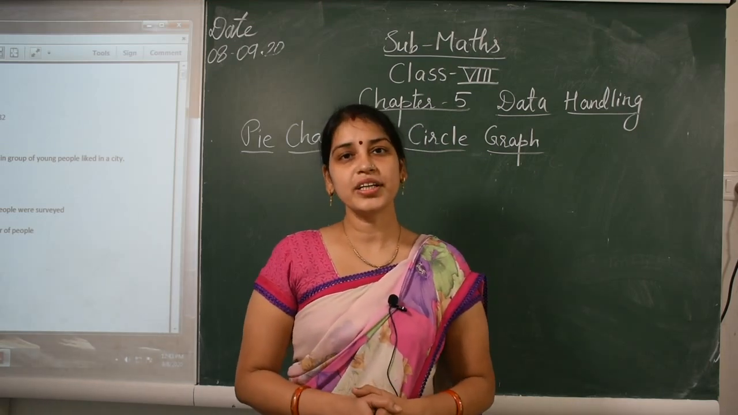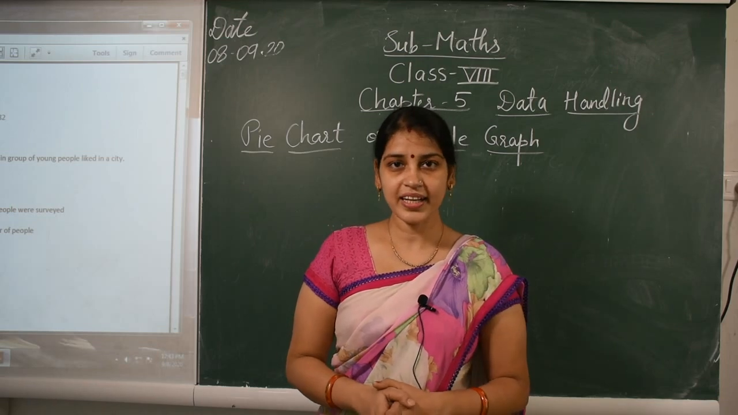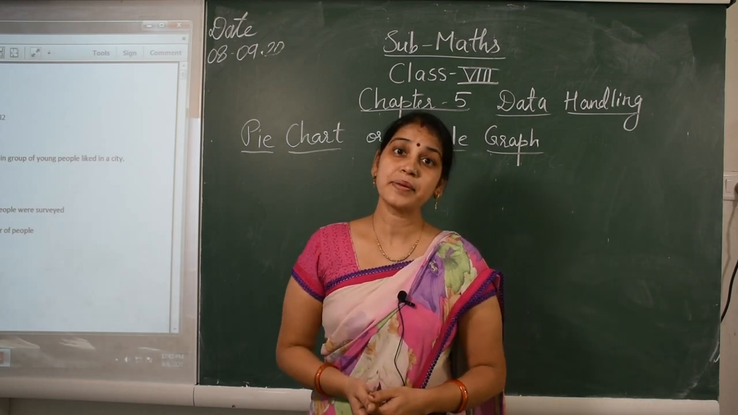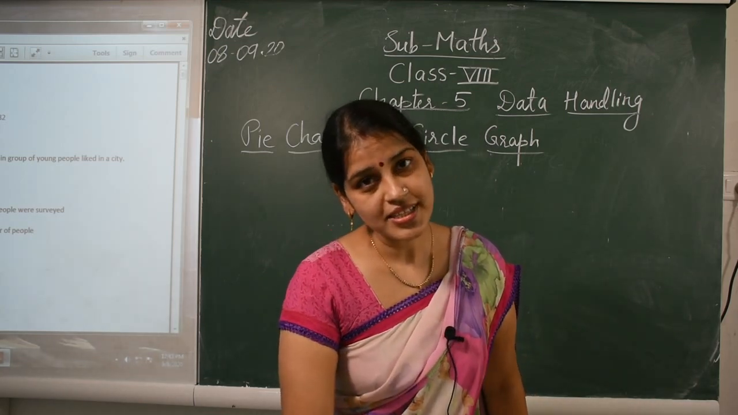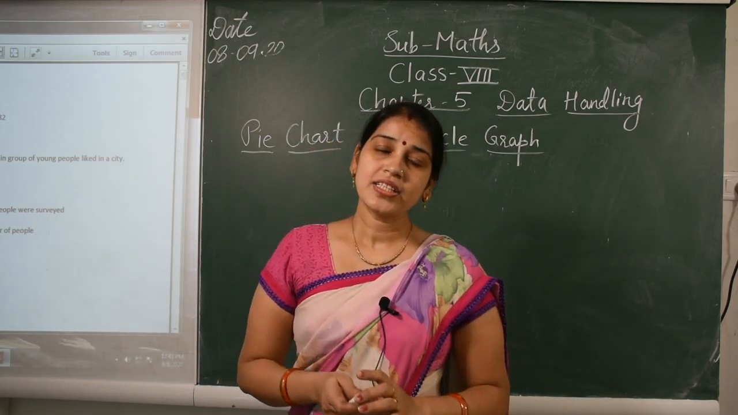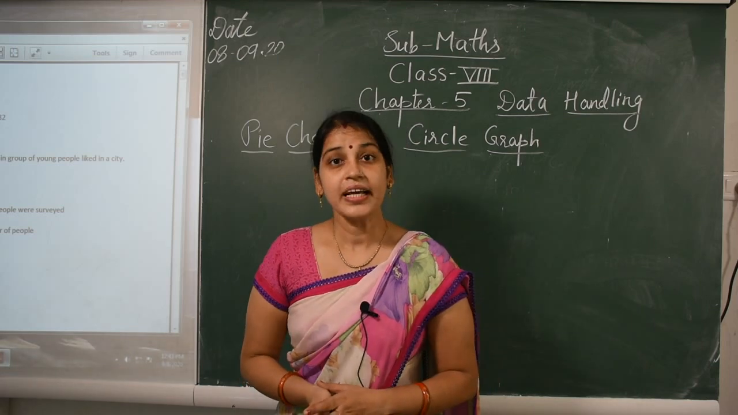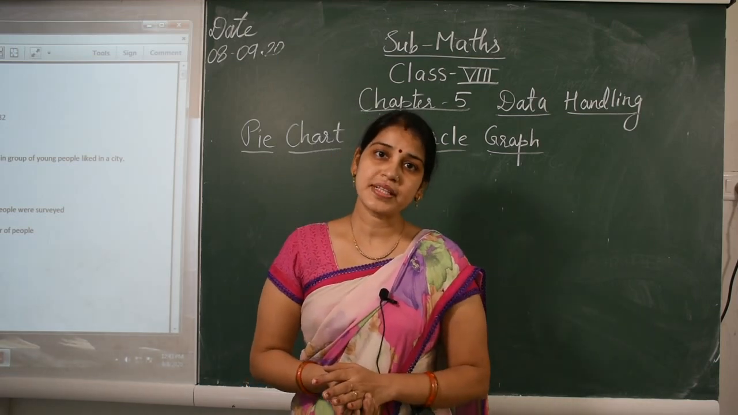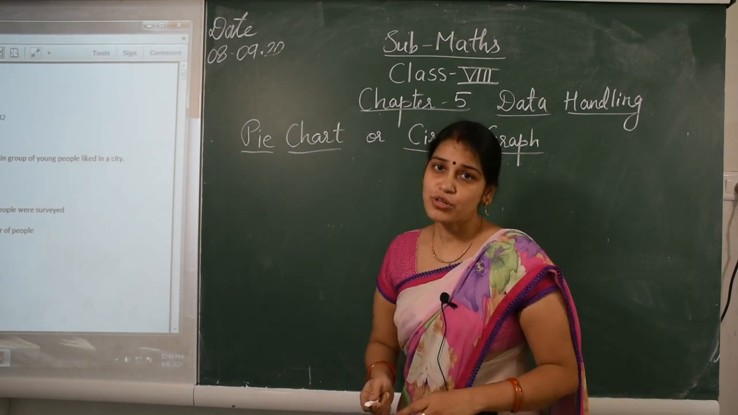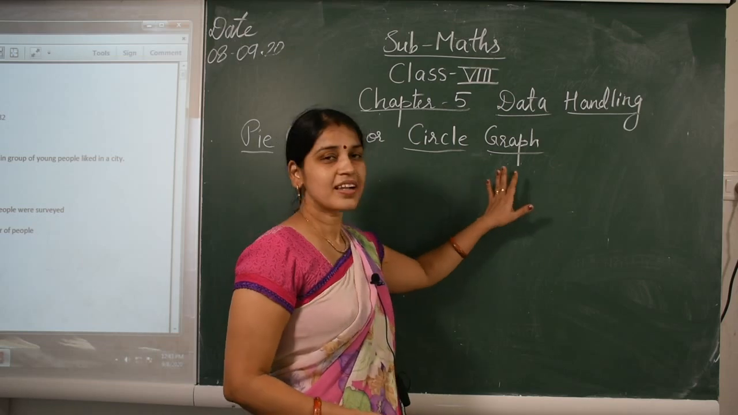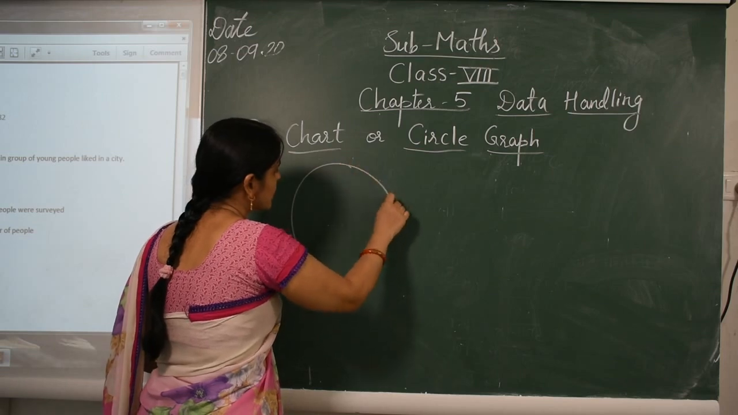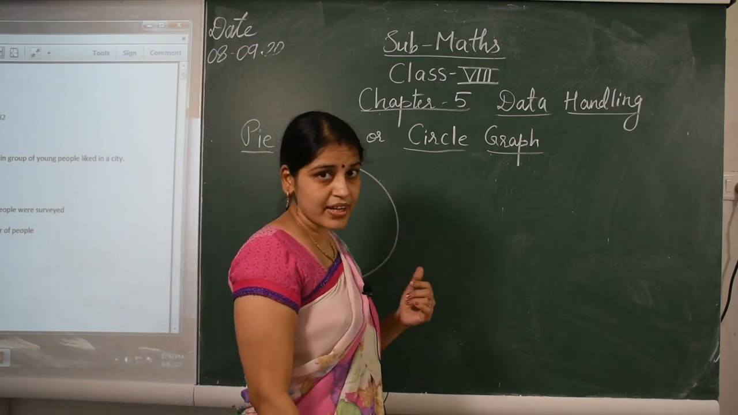Today I am going to continue our chapter 5 data handling. Now I am going to teach you a new topic, that is pie chart. So let's see what is pie chart. Children, pie chart is also a type of graph in which the data is represented in the form of a circle. Pie chart is also known as circle graph, and here all the data is in the form of a circular graph. So let's see one example.